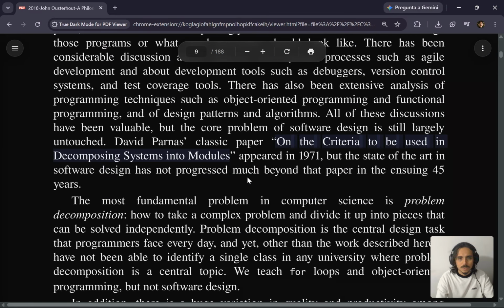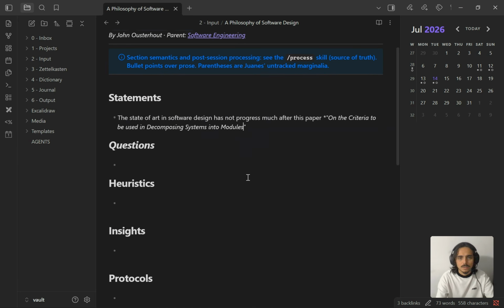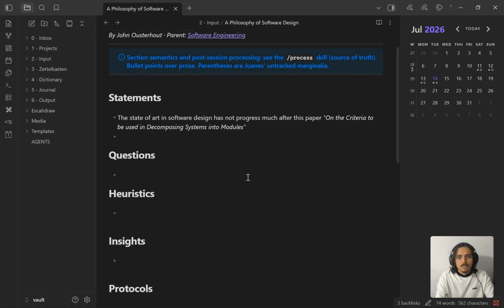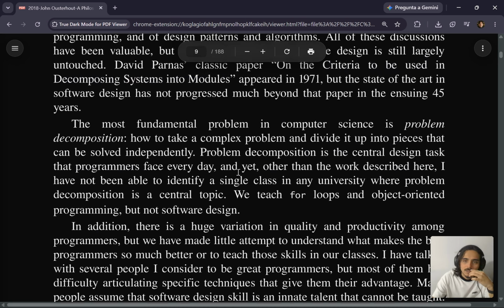To be used in decomposing systems. Okay, it's here. Perhaps it could be useful to write here. So why? What happened in this paper? What did this paper present, and why didn't the field progress after this? So I guess the book is going to talk about this.